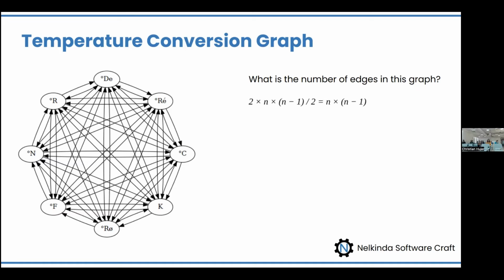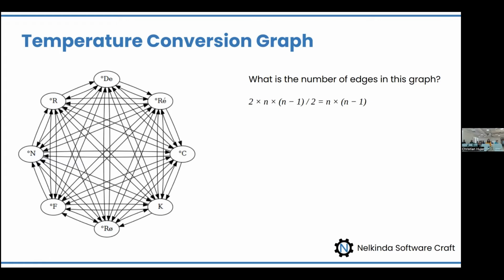Because the number of edges in a fully meshed graph is n into n minus 1 divided by 2. But we are walking all edges bidirectional. So we have to multiply that by 2. So that is effectively n into n minus 1.